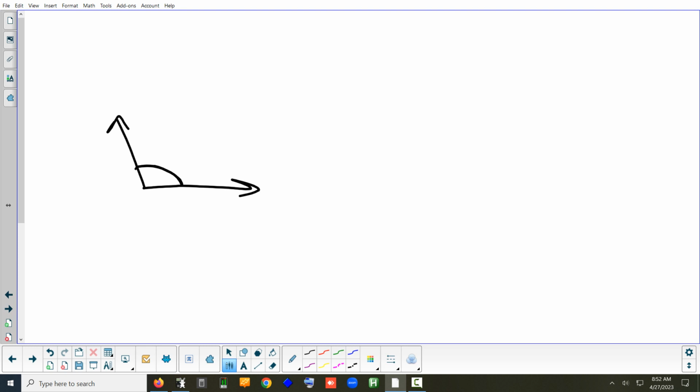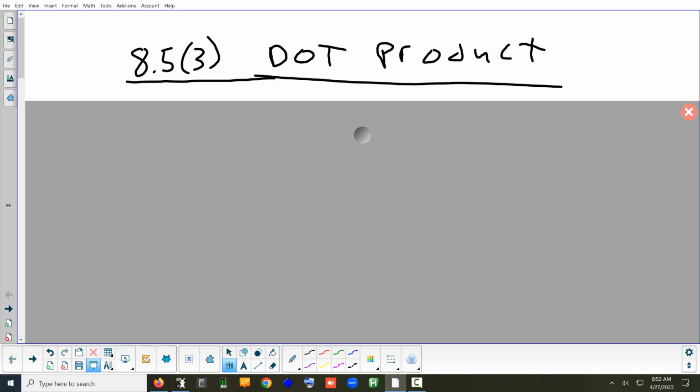When we talk about the angle between two vectors, we're always talking about the angle that's going the short way between the two. We're not talking about the angle outside there. It's always the angle that's less than 180. I guess it could be exactly 180 if you had two vectors like that. That's exactly 180. So that's what we're going to take a look at.